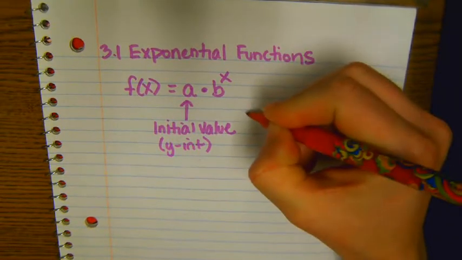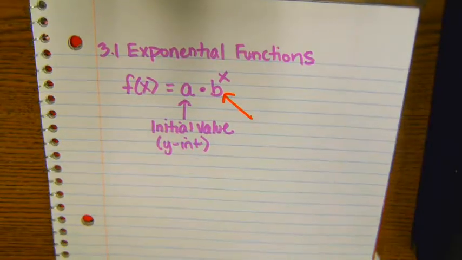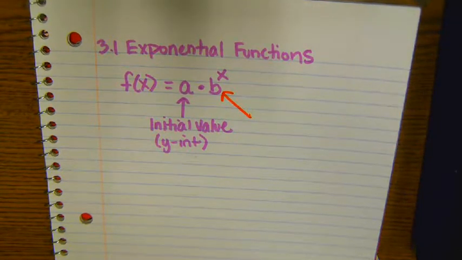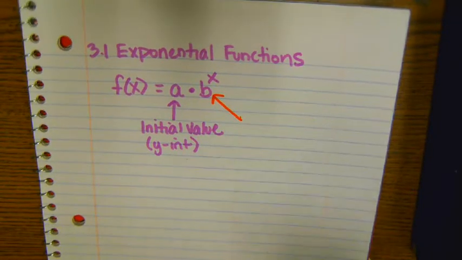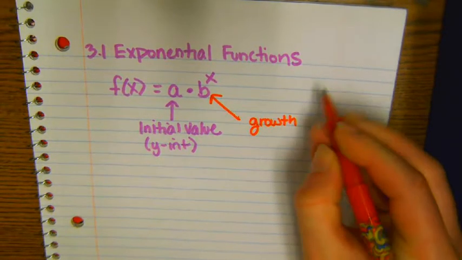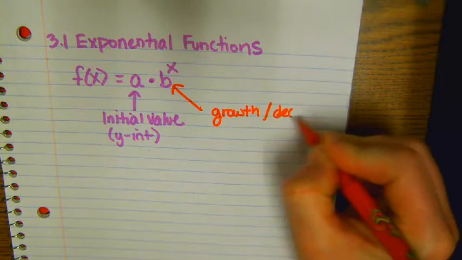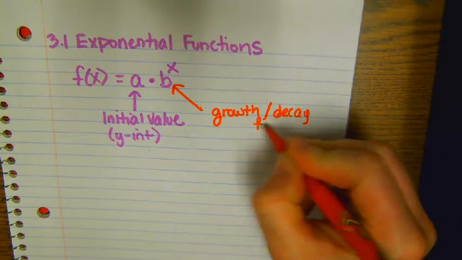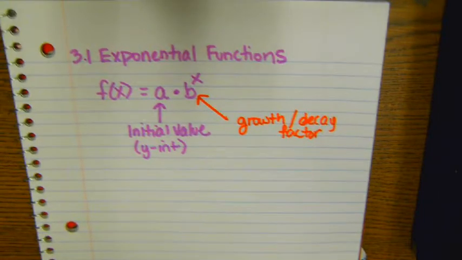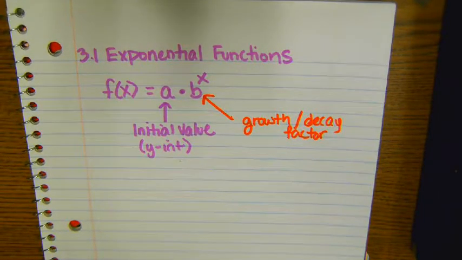The B is the number being multiplied by. An exponent means repeated multiplication, and so we call it the growth or the decay factor. So when you're multiplying numbers, what makes the numbers get bigger? What kind of number are you multiplying by?